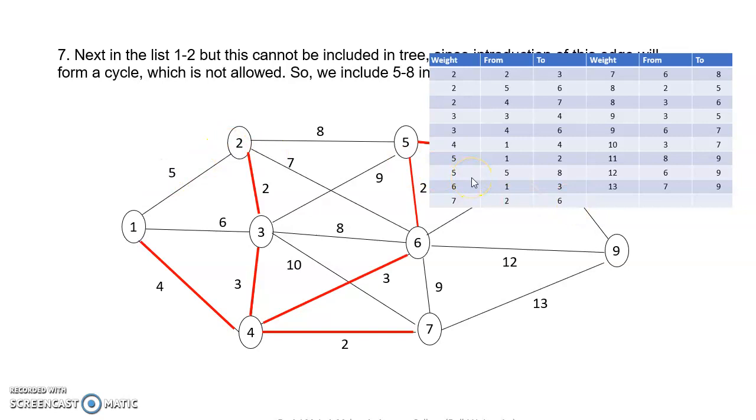If you avoid 1, 2, what is the next connection? 5, 8. So 5, 8 can be considered. 5, 8 is over here. 5, 8 is connected now.